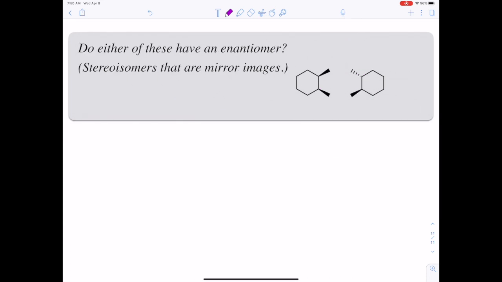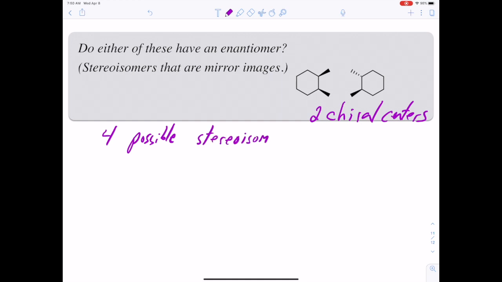These are two stereoisomers. How many stereoisomers are possible? We have two chiral centers. 4 possible stereoisomers. The question here is, do either of these have enantiomers? They're not enantiomers of one another because they are not mirror images.